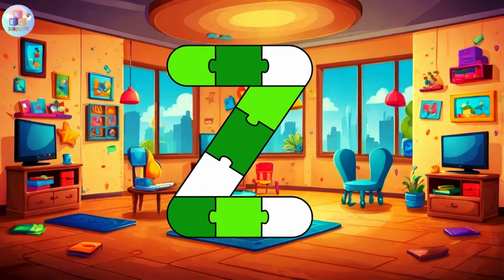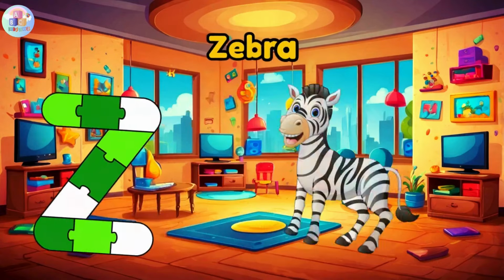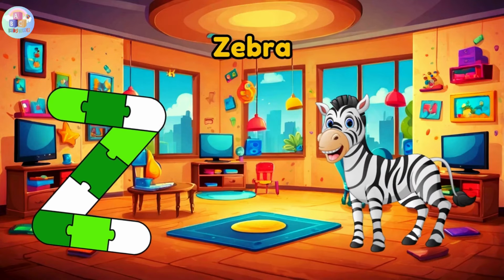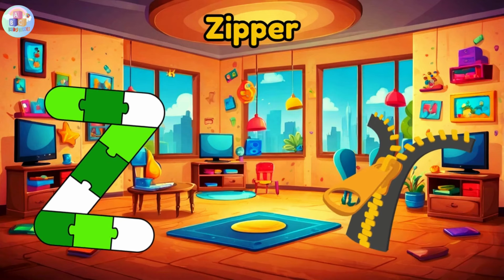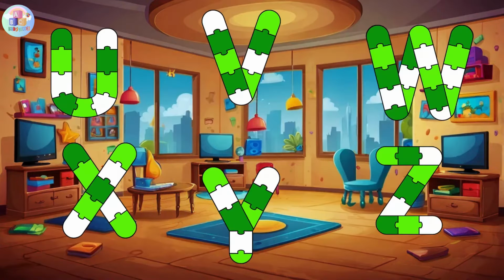This is the letter Z. Z is for zebra. Z, z, zebra. Z is for zipper. Z, z, z. C, sing it. The letters of the alphabet. C, sing it. The letters of the alphabet.